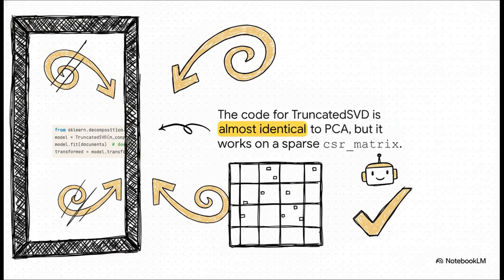And this slide just makes it crystal clear. The code for TruncatedSVD is basically a mirror image of the PCA code. You import it, you tell it how many components you want, you fit and transform your data. The only difference is that this time, it happily accepts that sparse CSR matrix as input. No errors, no problem. It just works.